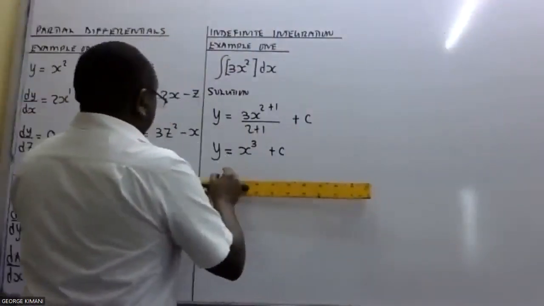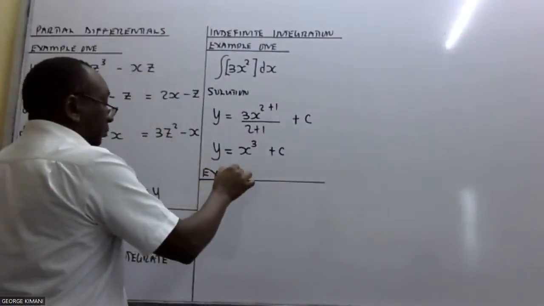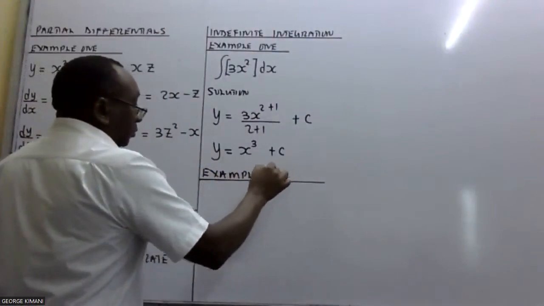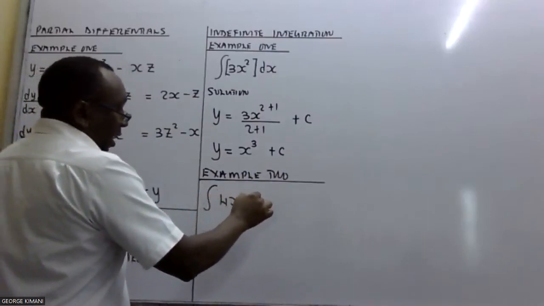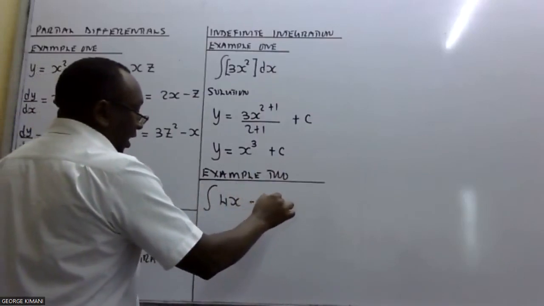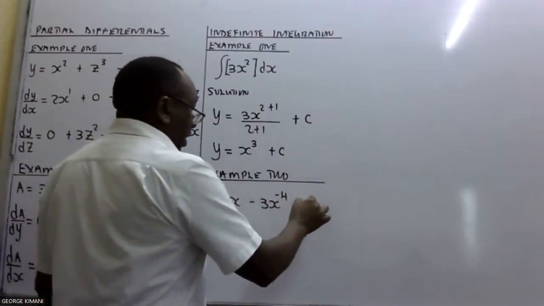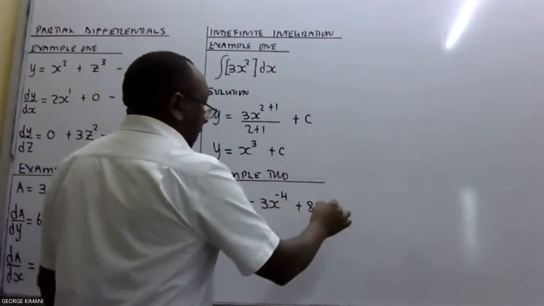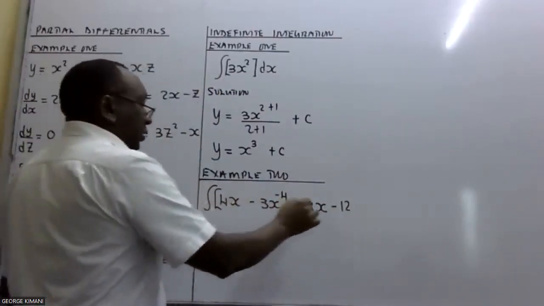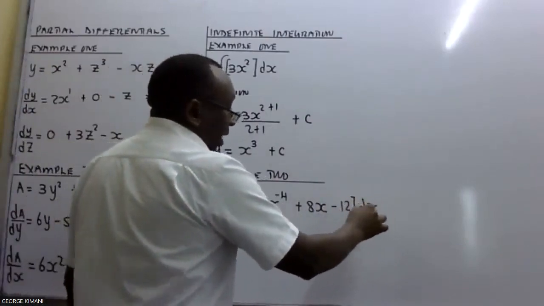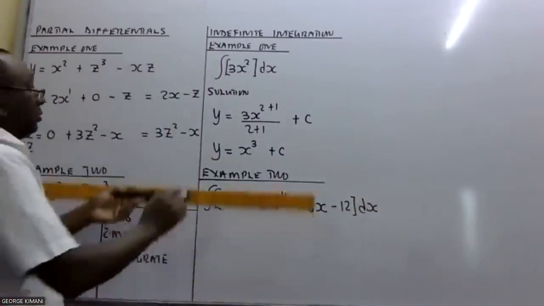Example 2. We are told to integrate 4x minus 3x raised to power minus 4 plus 8x minus 12. We are told to integrate that with respect to x. What would be the solution?